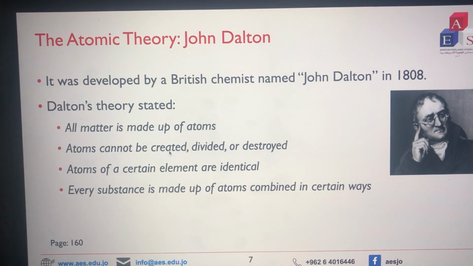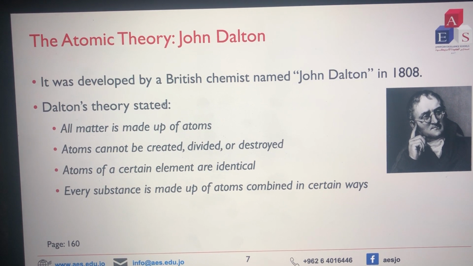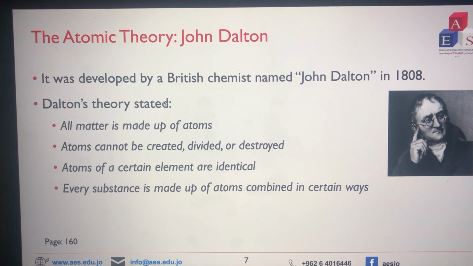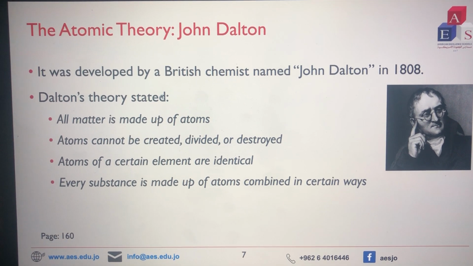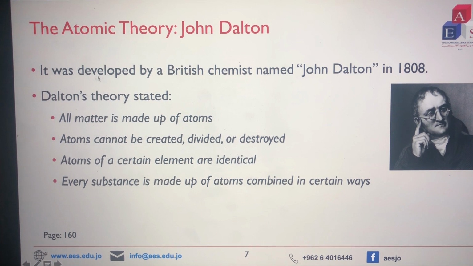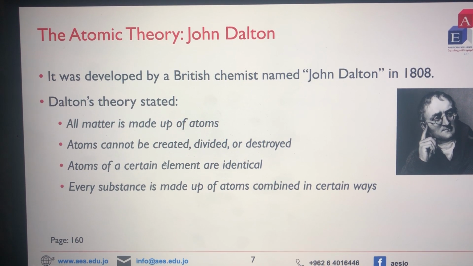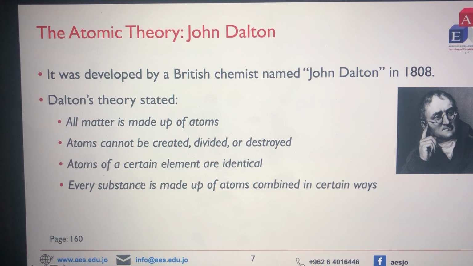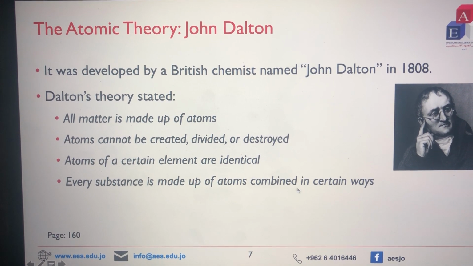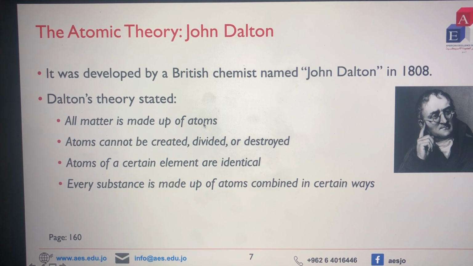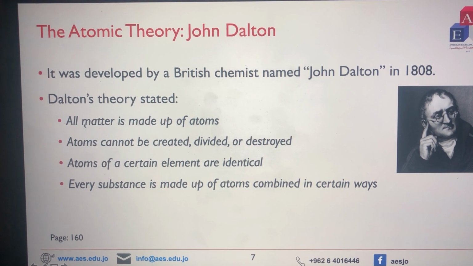So, the atomic theory. The first scientist or the first chemist that proposed the idea of an atom is called John Dalton in 1808. His theory said that all matter is made up of atoms. Atoms cannot be created, divided, or destroyed. Atoms of a certain element are identical, and every substance is made up of atoms combined in certain ways. So we all know that atoms are the building blocks of life, so that makes sense.